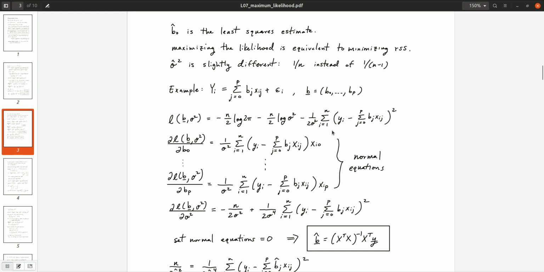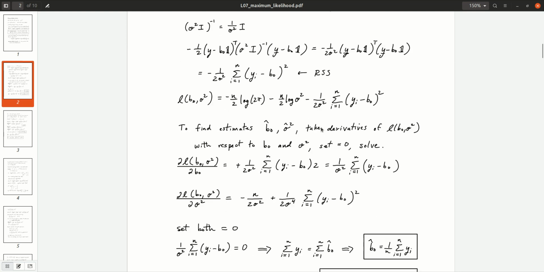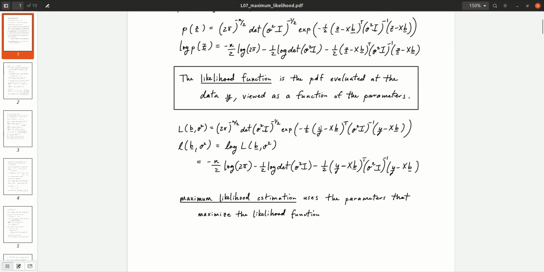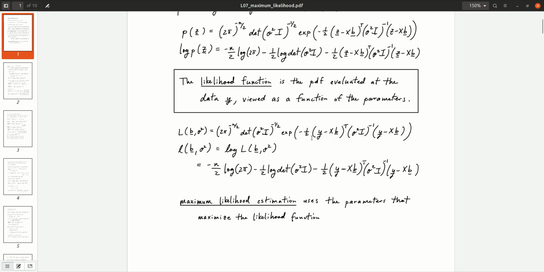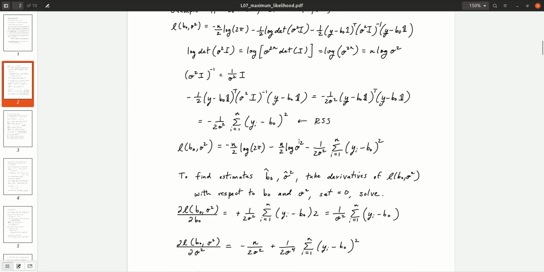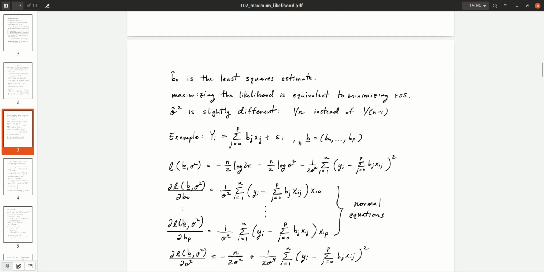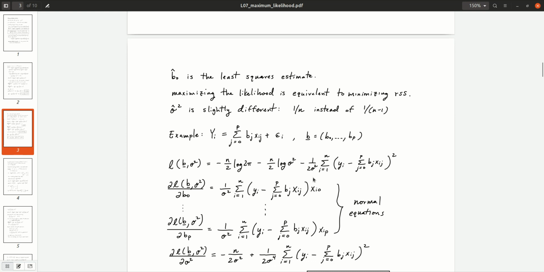So the inverse is going to be the same. And if you do those calculations, let me go up here. So this is the expression. And the inverse of this is 1 over sigma squared times I. So you're just going to get the squared length of the vector y minus xb with minus 1 over 2 sigma squared on the outside. So that's exactly what you get here.